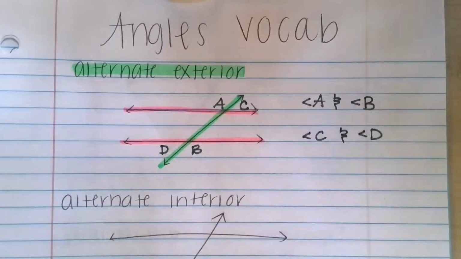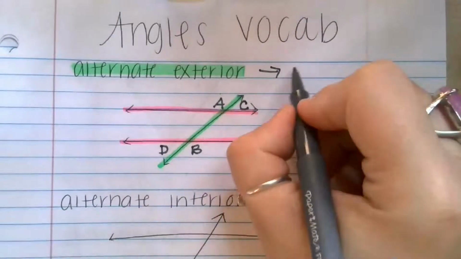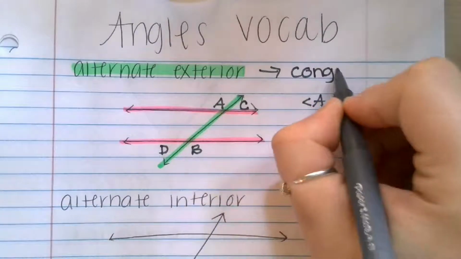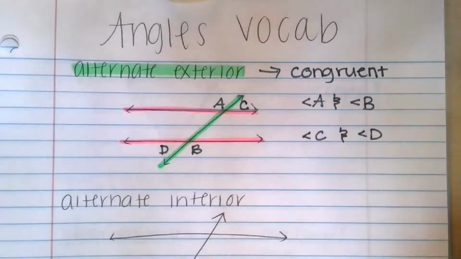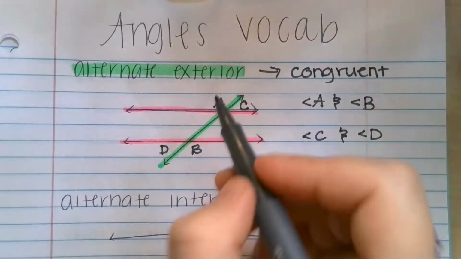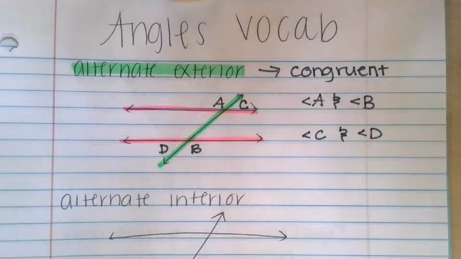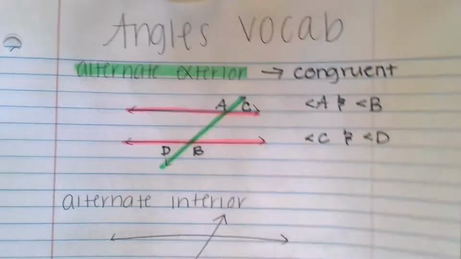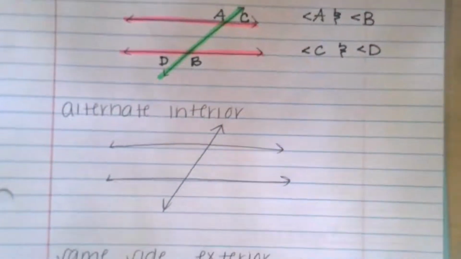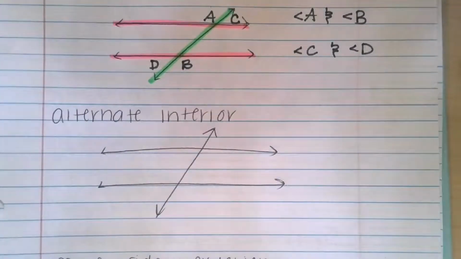Alternate exterior angles are going to be congruent, meaning they have the exact same angle measure. So if angle A is 20 degrees, so is angle B. Okay. Up next is alternate interior angles.